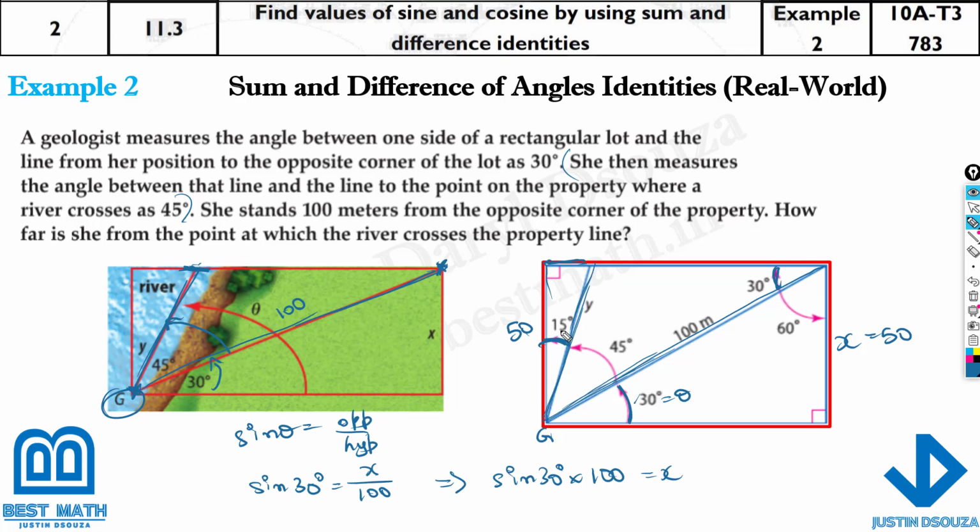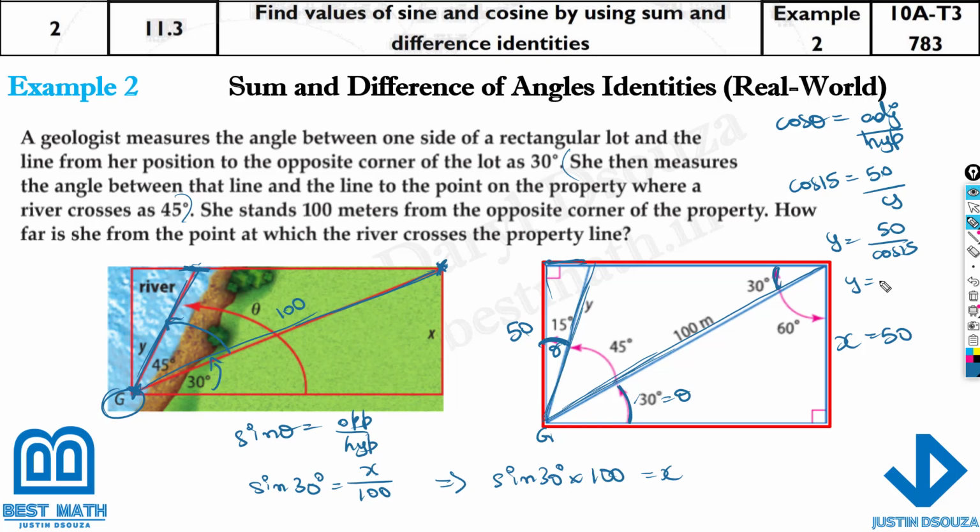Now in this particular triangle, I know this is 50, I know this is 15, and the hypotenuse is unknown. I can find it by trigonometry again. I can use cosine. Cosine theta is adjacent by hypotenuse, because 15 degrees is the theta. Adjacent to it is 50. So cosine 15 is equal to adjacent, 50, divided by the hypotenuse, which is unknown, y. So y will be 50 divided by cosine 15.